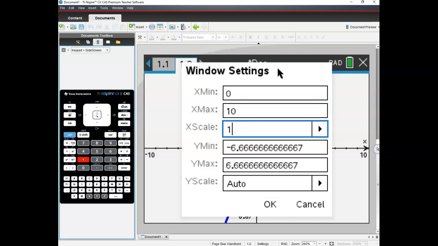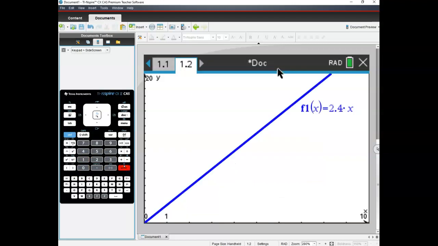Scale of 1. And I'm going to go from 0 to, what's my max we said? Probably about 20. And I'm going to go scale of 1. I hit enter, so I can see my 8 in there. Right? So 8 times 2.4, well, that's about 20. So I should be good there at 20.